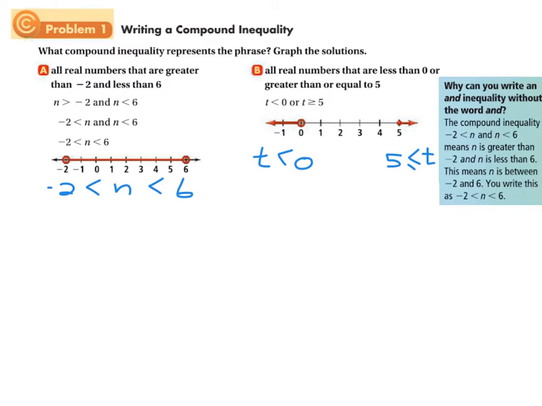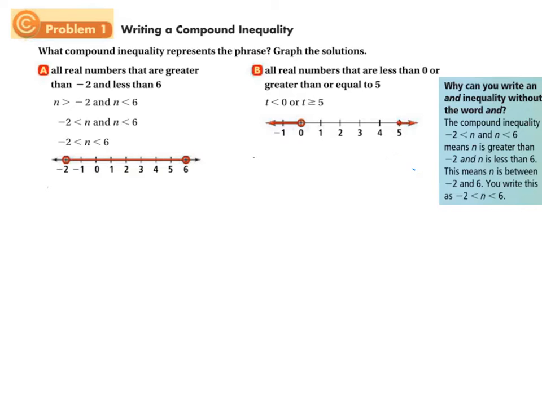This, by the way, is the same as this. We've just got them switched and the inequalities switched as well, okay? So let me get my writing out of there real quick.